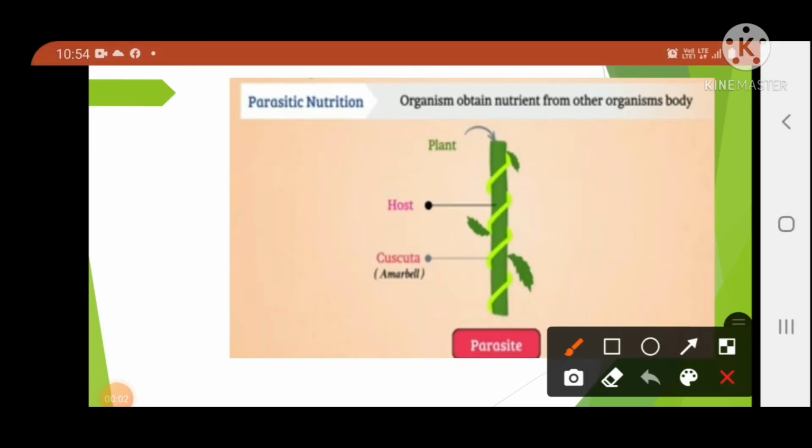Let's study other modes of nutrition in detail now. Parasitic nutrition: in this nutrition, organisms obtain nutrients from another organism's body. Here you can see this green colored tubular structure. This is Cuscuta, which is also called amarbel, and it is wrapping around a plant's body. This plant's body is called the host, and this Cuscuta is a parasite. Cuscuta is a totally parasitic plant.